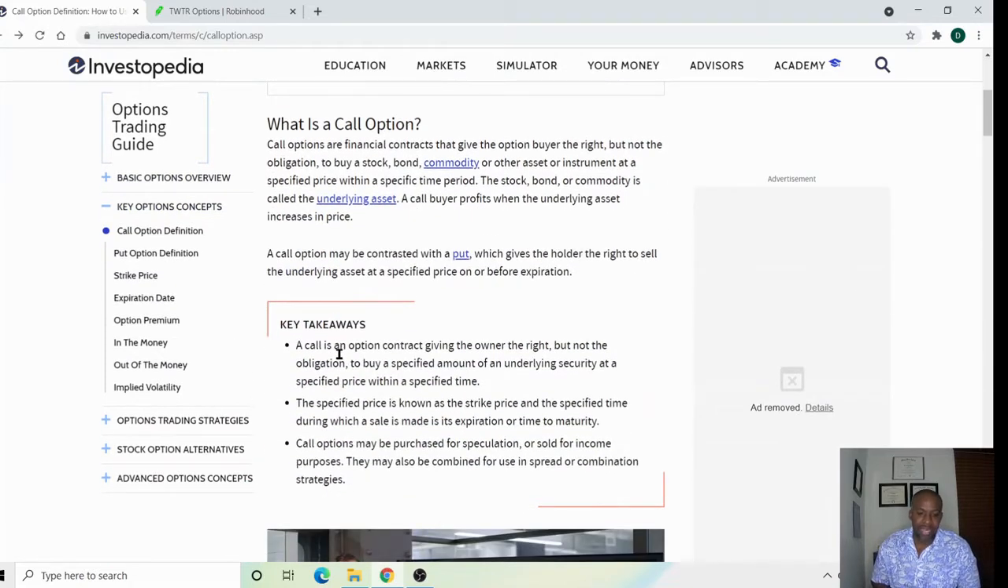A call option is a contract giving the owner the right, but not the obligation, to buy a specific amount of shares of an underlying security. In this case, we're talking about stock. So I said shares, and that specific amount will be 100. Each option contract in the stock market is equivalent to 100 shares. Now the specified price is known as the strike price. That's the price you choose that you feel the stock is going to be above at a specified time, which is the expiration date. Now we're talking about call options here.